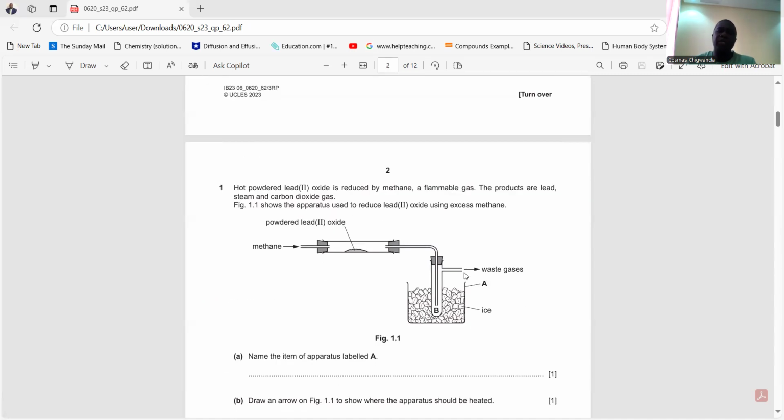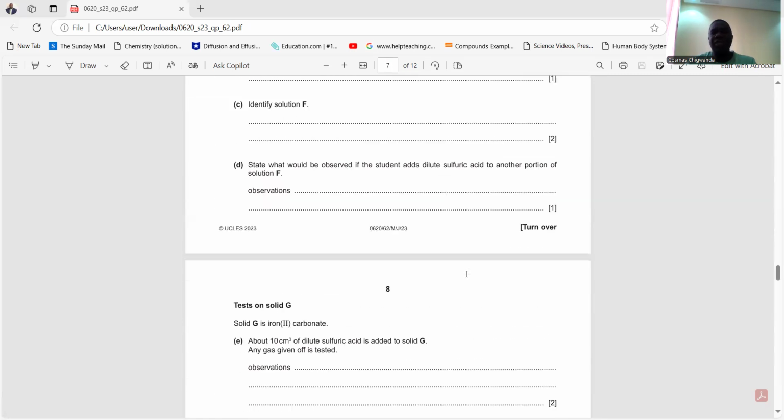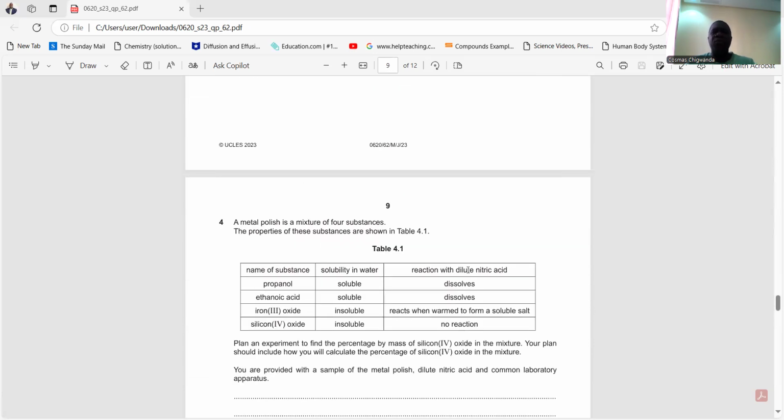So in May, June 2023, as you can see on the screen, there was a very interesting question where you were given a metal polish, which is a mixture of 4 substances, and the properties of these substances were given. The properties had to do with their solubility in 2 solvents, which happen to be water and nitric acid. You are supposed to determine the percentage of silicon 4 oxide, which is a component of the metal polish. Given these solvents, a student is supposed to decide how to find out the percentage of silicon oxide in the mixture.